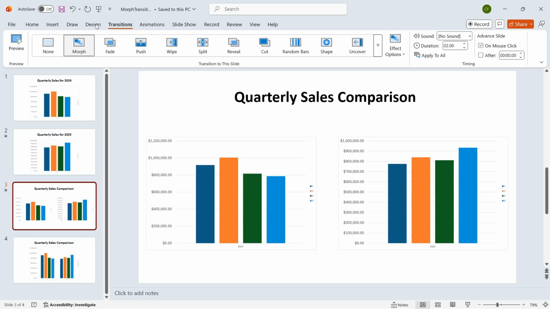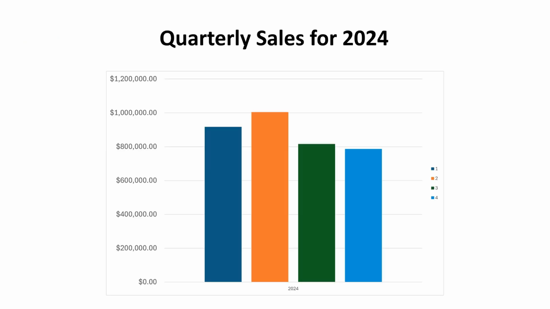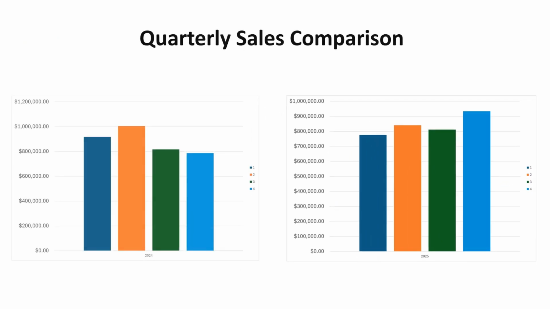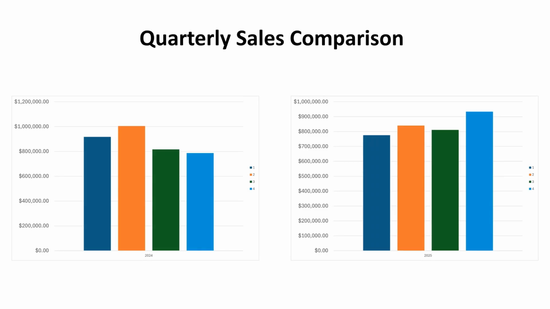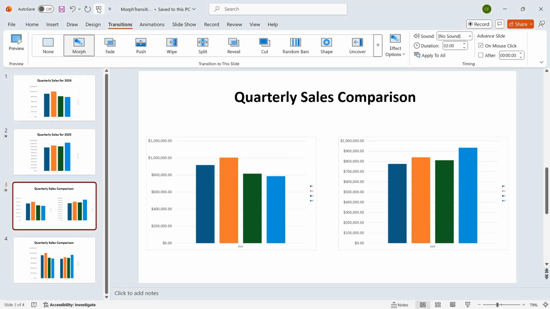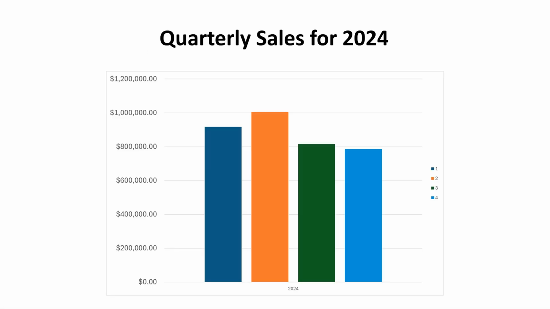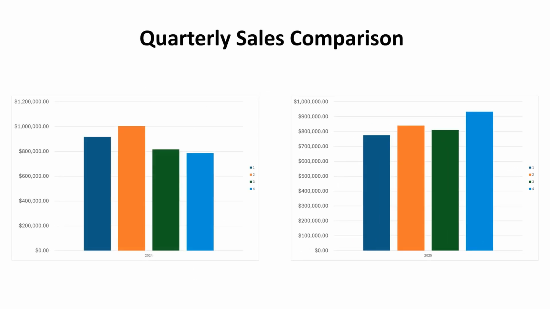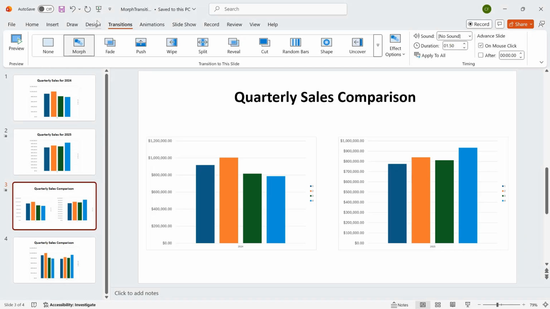So let's go up and run through slides 1 through 3. There's 1, 2, and 3. And like I said, I think that looks quite nice. I will make it a little faster, so 1.5 seconds, and I'll run it again. There's 2, there's 3, and there's 4. So again, I think that looks great.